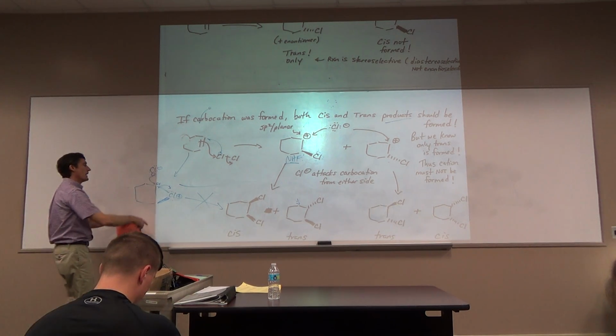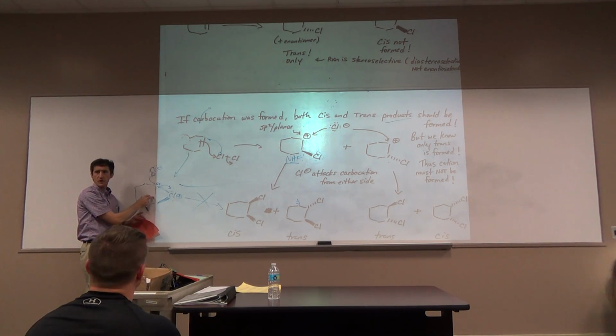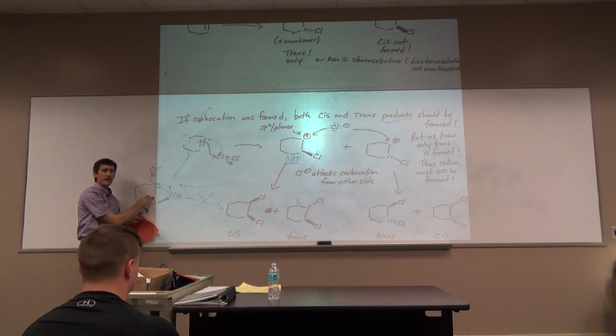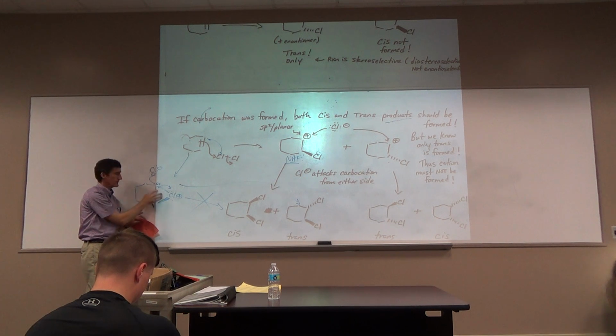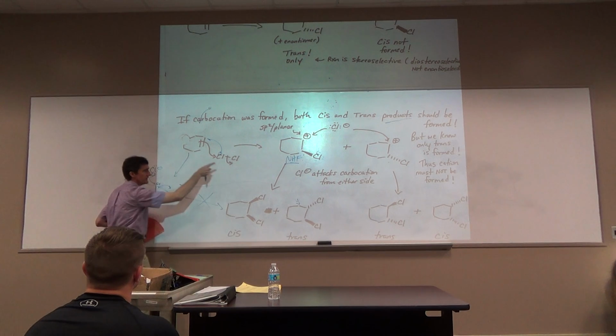By the way, some of these have actually been isolated. They're very hard to isolate because they're very reactive, but some have, and that's been further proving that your bromonium, chloronium is your intermediate. Not the cation.